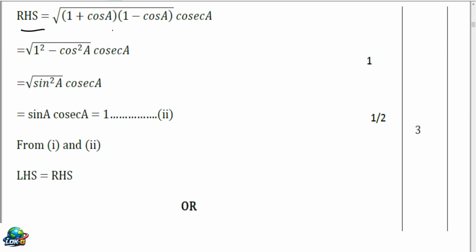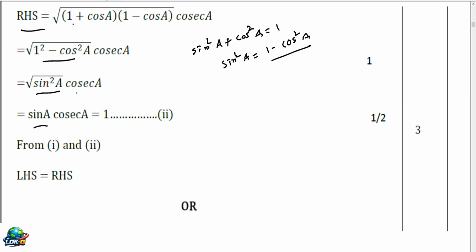Let us take RHS. RHS is going as root of (1 plus cos A) into (1 minus cos A). It is in the form of (a plus b) into (a minus b). Again, use a square minus b square: 1 square minus cos square A. Look here. You know that sin square A plus cos square A is 1. Therefore, I told you to learn by heart the derived formula. Right? If you take cos square A to the right, what are you left with? You are left with sin square A is equal to 1 minus cos square A. Therefore, wherever there is 1 minus cos square A, you must learn to put it as sin square A. Root of sin square A is sin A, into cosec A.